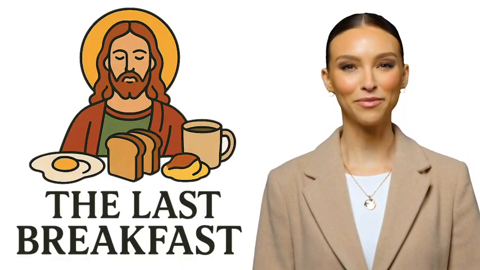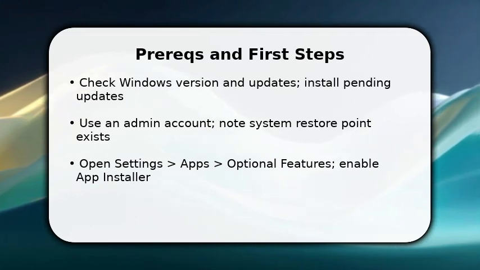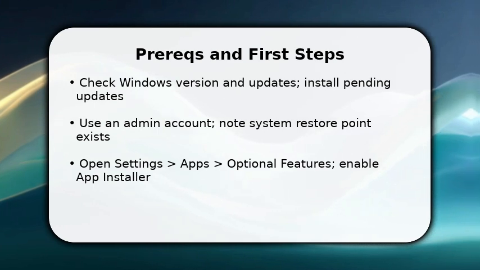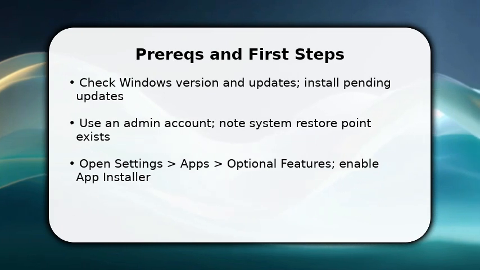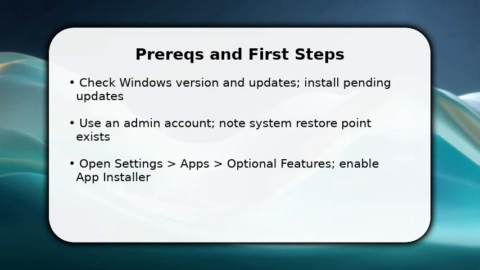Please enjoy the video. You'll start by confirming prerequisites. Ensure Windows is updated and you're signed in as an administrator. Open Settings and create a restore point before major changes. Once done, check optional features and enable App Installer so the store can register app packages.